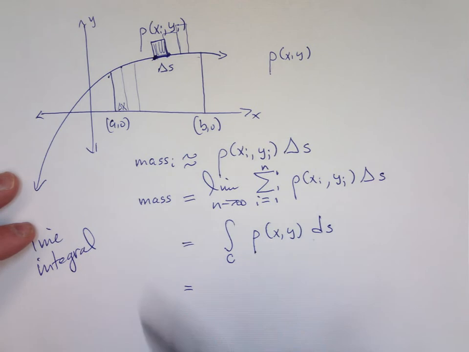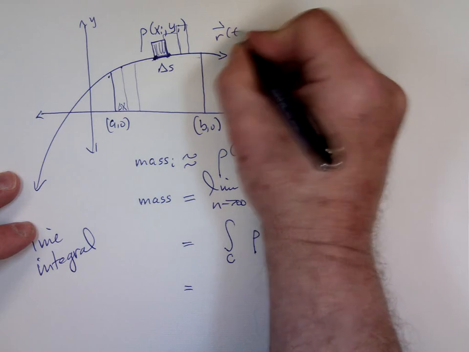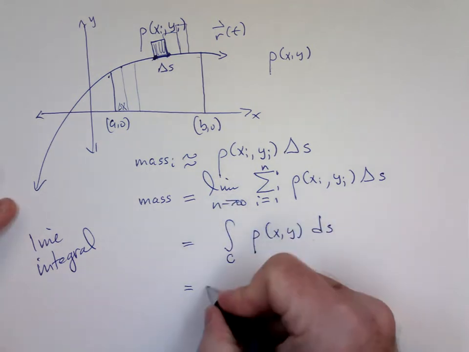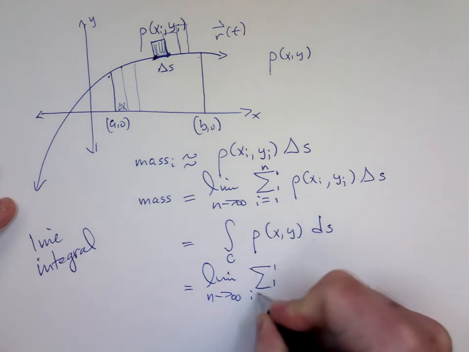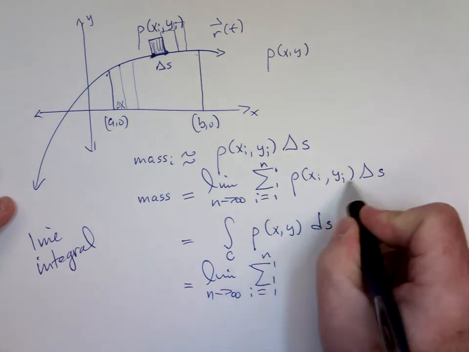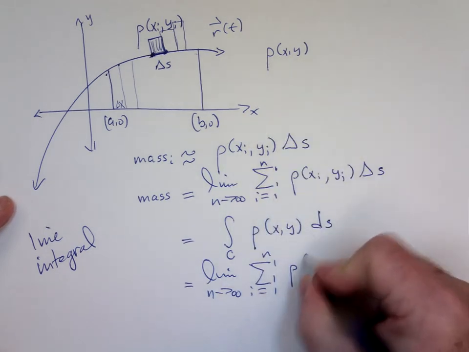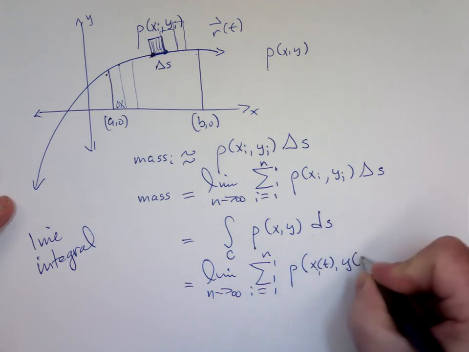Instead of having this wire in this path, I'm going to call the path R of t. I'm going to give the path a parameterization. Now, there's my path, R of t. Whatever that path is, that's the wire. So I'm going to change this limit to this limit, as n goes to infinity of this sum. Now, my density function, instead of being a function of x and y, I'm going to change it so it's in terms of the parameter. It's in terms of t, and the y is in terms of t.